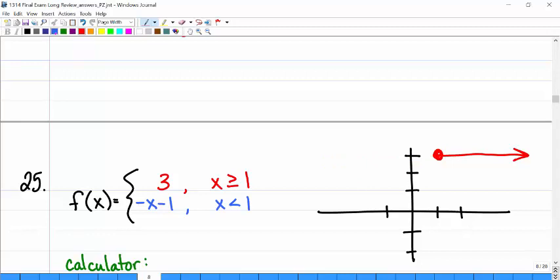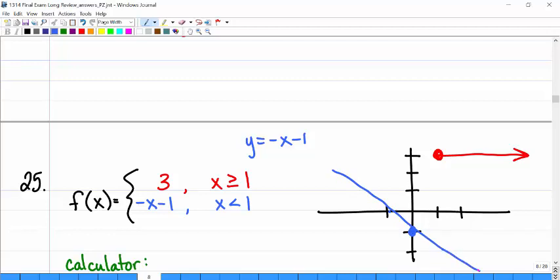For the blue piece, it wants y equals negative x minus 1 for x's that are less than 1. How do I graph y equals negative x minus 1? My y-intercept is negative 1. My slope is negative 1, so I'm going to go down 1 and to the right 1, or I could go up 1 and left 1. So my line looks like this.